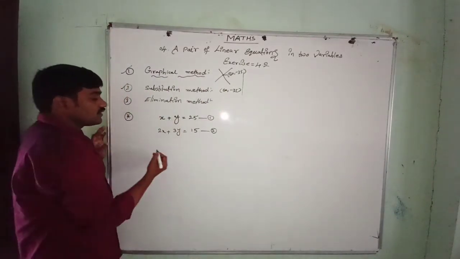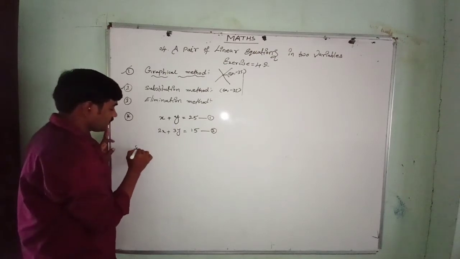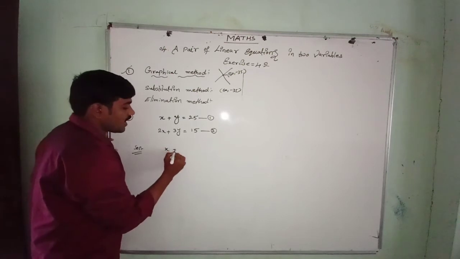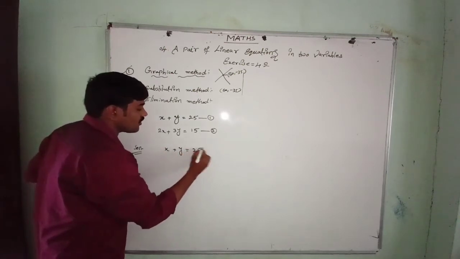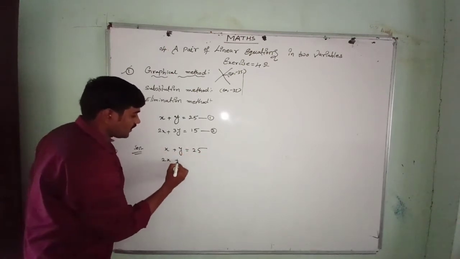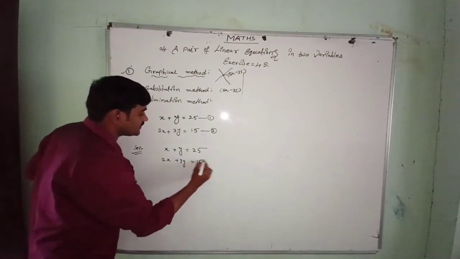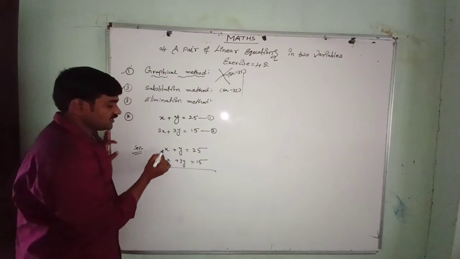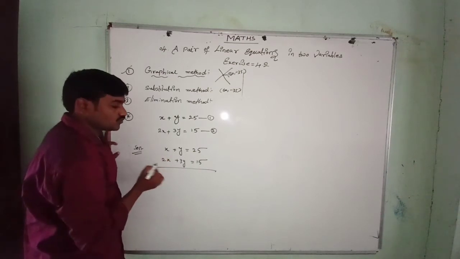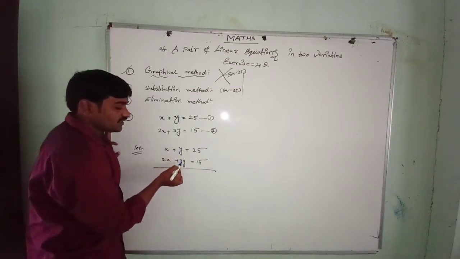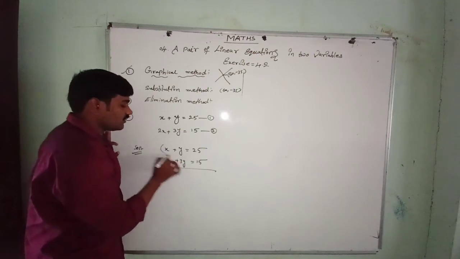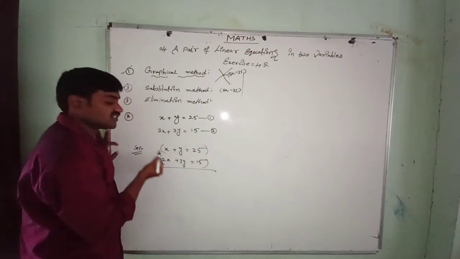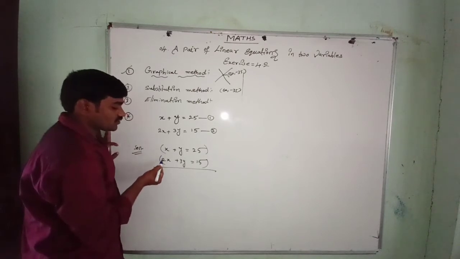So here we have to see in the elimination method whether these coefficients are equal or not. What coefficients? Here x coefficients and y coefficients, are they equal? See, x coefficient 1, here 2, y coefficient 1, here it is 3. So they are not equal. So what we need to do is make any one of the coefficients equal. Let me go for x coefficients equal.